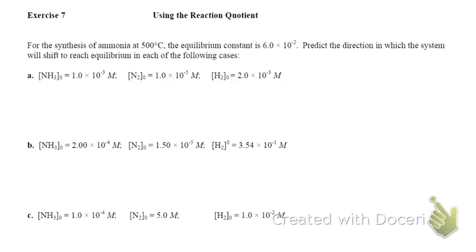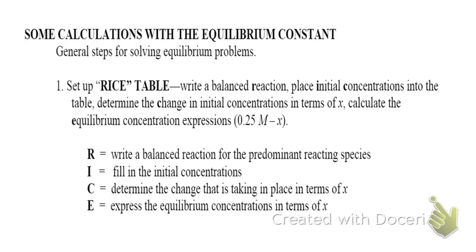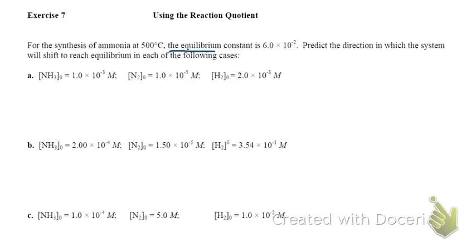So here we have three systems. Predict the direction in which the reaction will shift to reach equilibrium in each of the following cases. So it gave us a K value up here. Here's our K value that we're going to, whoops, forgot to say that I'm writing. So there's K. So we're going to compare all of those to that one.